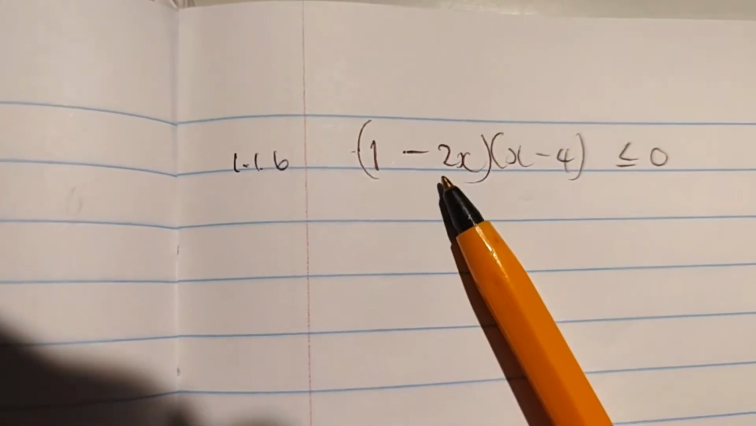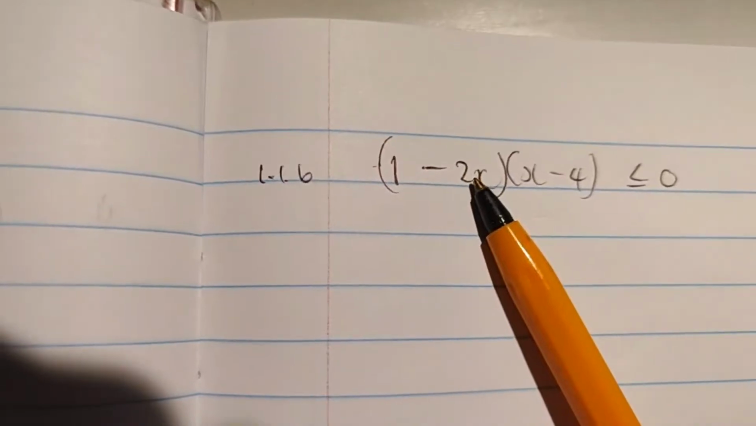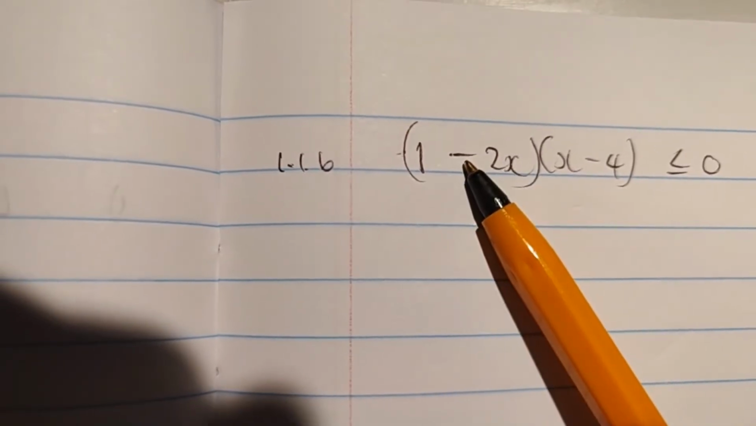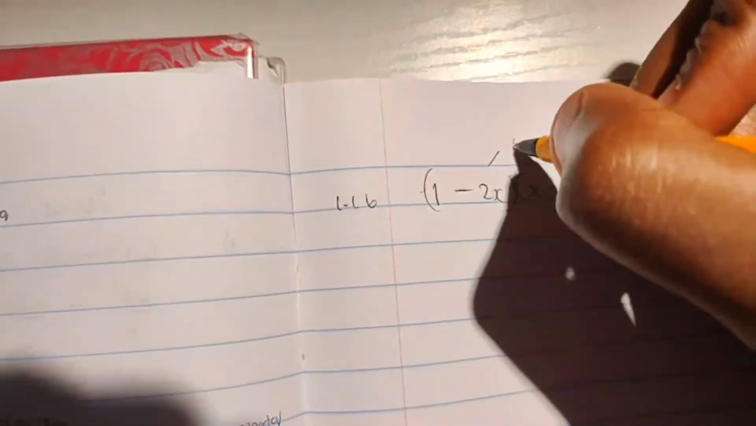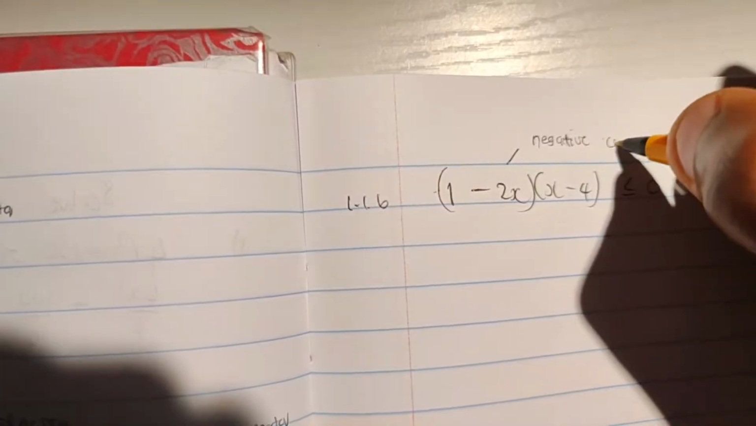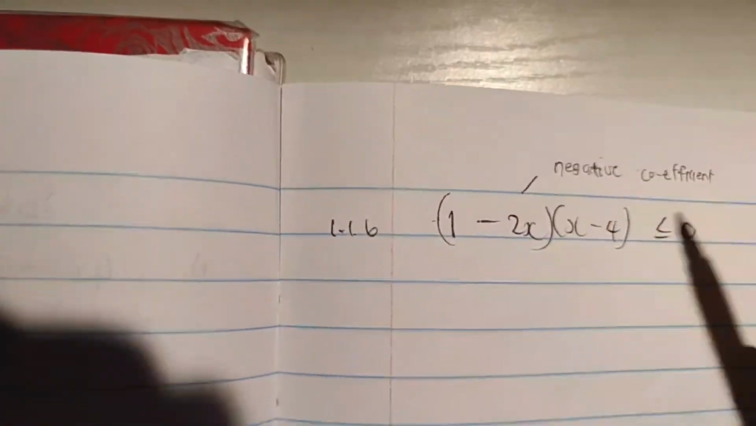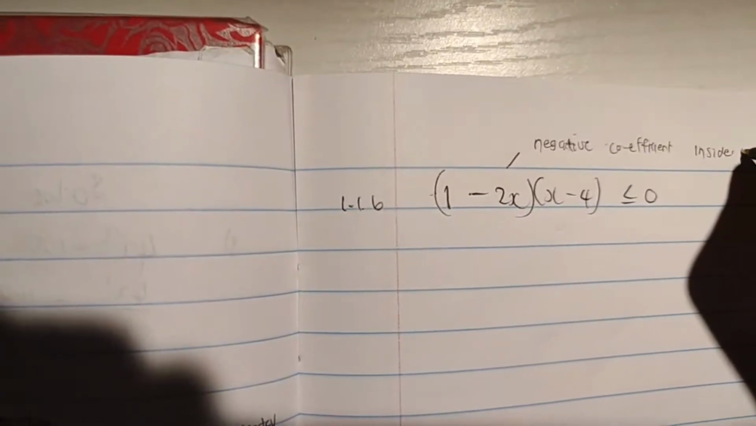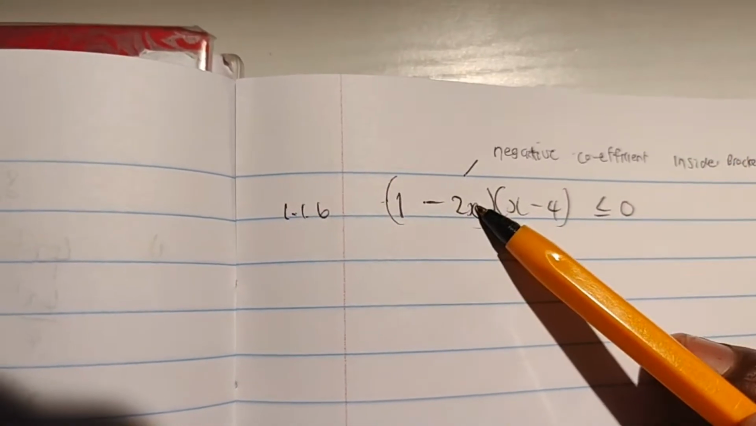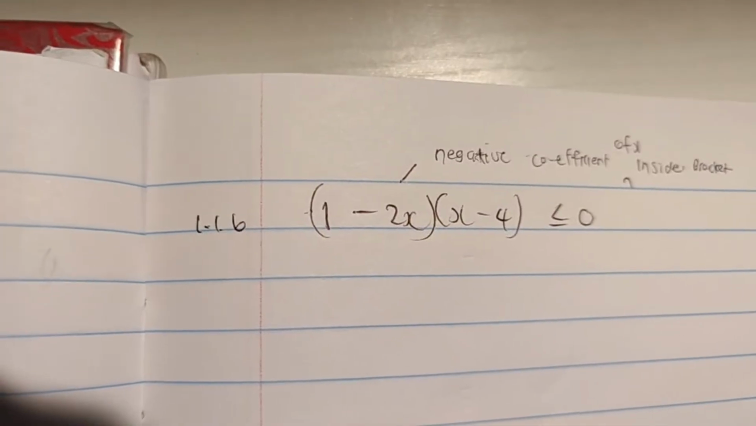So currently, there's something that is a warning to you, and that is, you can see here in this bracket, this is 1 minus 2x. But this 1 minus 2x, you can see the x variable has a negative coefficient. That should be sounding an alarm to you. Negative coefficient of x inside the bracket means that something is not right. So that needs to be fixed. Negative coefficient of x inside the bracket needs to be corrected ASAP.